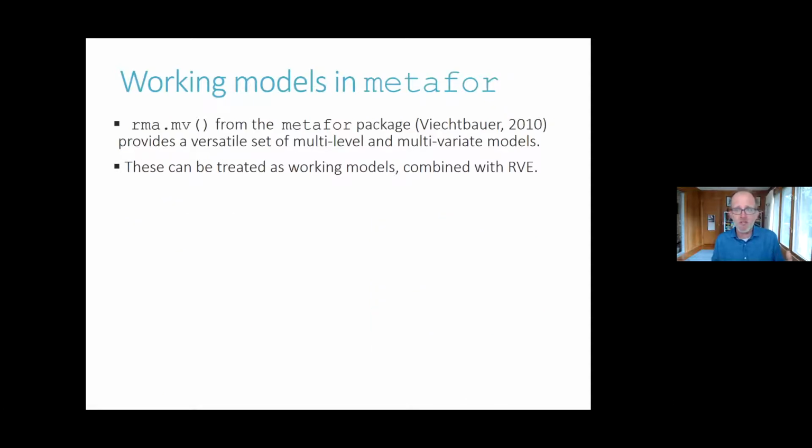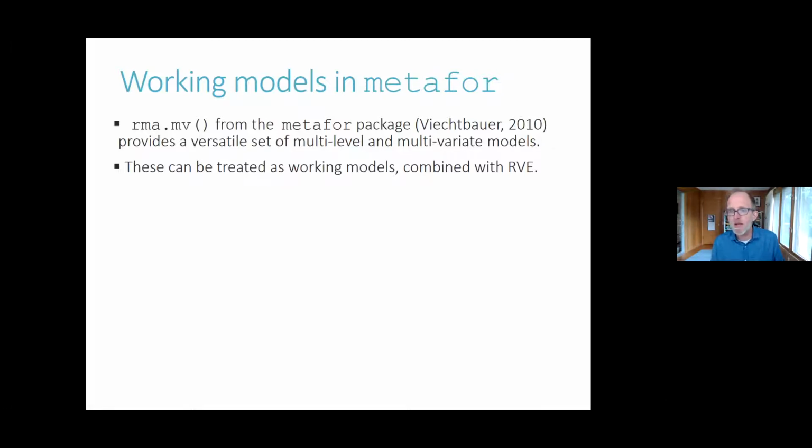So my main message today is that you don't actually have to choose between these two working models, neither of which is really going to capture all of the main features of the types of data that you encounter in practice. A different strategy is to combine models estimated with metafor with the clubSandwich package for robust variance estimation.